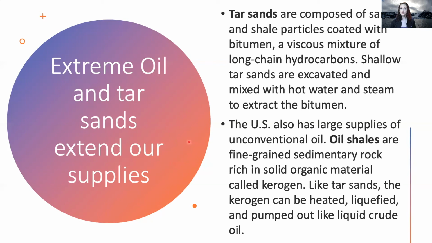The US also has large supplies of unconventional oil. Oil shales are fine-grained sedimentary rock that's found in a solid organic material like kerogen. Like the tar sands that we just talked about, the kerogen can be heated, liquefied, and pumped out like crude oil. So we have this in the United States, and this is located in most of the western part of the United States, around Colorado, Utah, and Wyoming. So if these deposits could be extracted at a reasonable pace and with acceptable environmental impacts, they might yield the equivalent of several trillion barrels of oil.